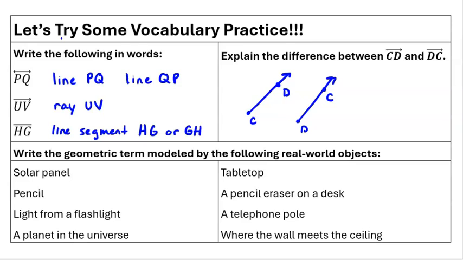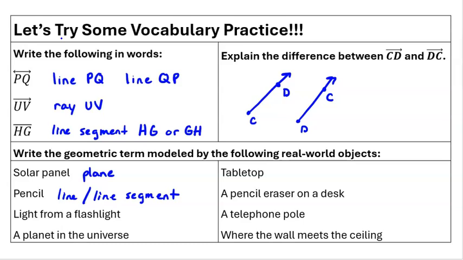Write the geometric term modeled by the following real-world objects. So a solar panel is very flat. We see it on roofs, and so those are going to be modeling a plane. For a pencil, we could either call this a line or a line segment. Typically on an assessment, they wouldn't give you both of these as an option. It's going to be one or the other. We don't have any real world objects that go on forever like an actual line would.